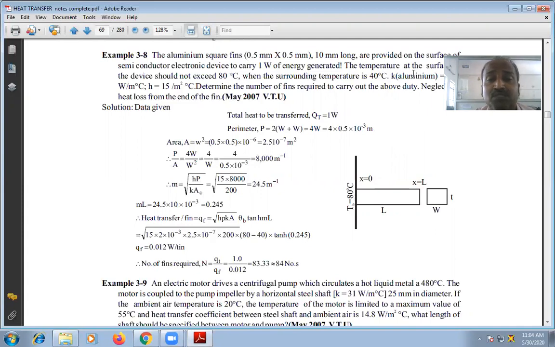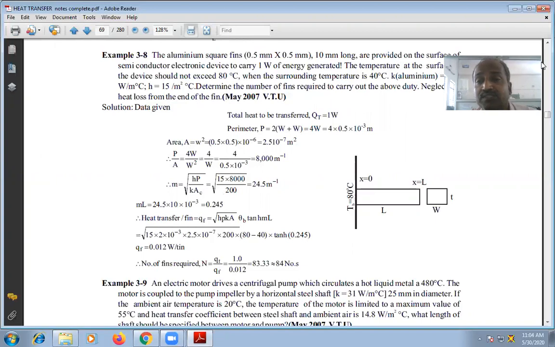The temperature of the surface should not exceed 80 degrees centigrade, and the surrounding temperature is 40. The thermal conductivity of the aluminum is 200. And the convective heat transfer coefficient is 15 watt per meter square degree centigrade. Watt is missing here. Determine the number of fins required to carry the above duty.